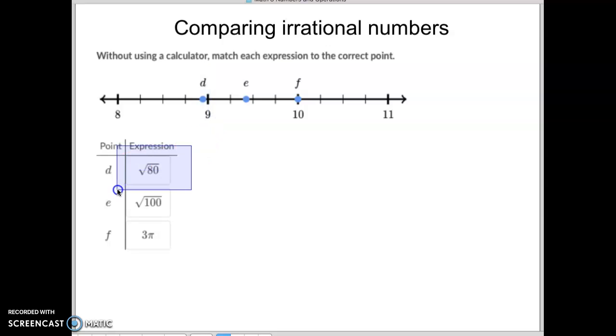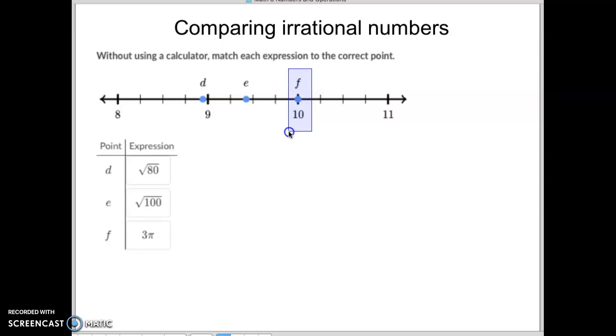Well, first of all, the square root of 81 is a perfect square root. Square root of 81 would be right on 9. So if we want something just less than that, then we need something just less than the square root of 81. Square root of 80 seems to work perfect. Okay.